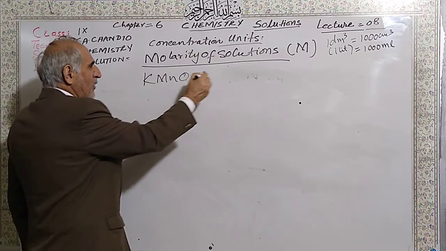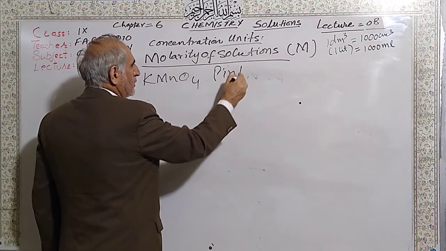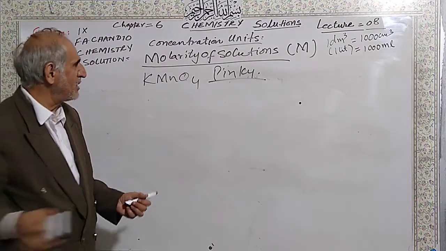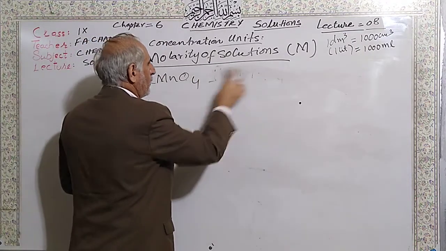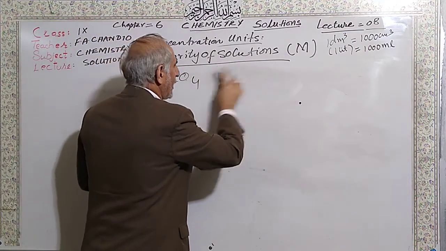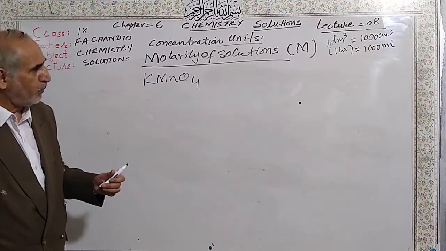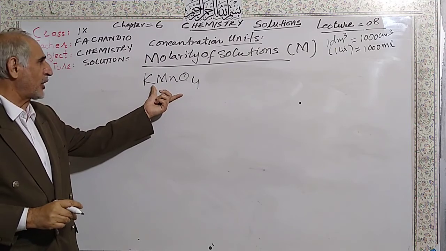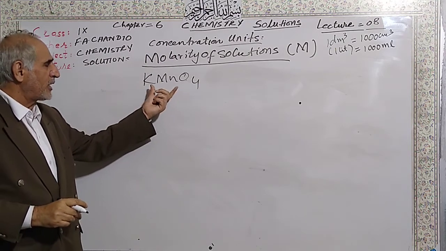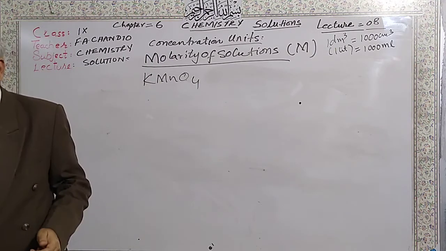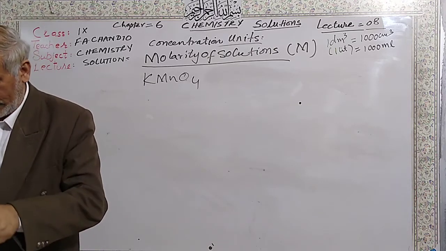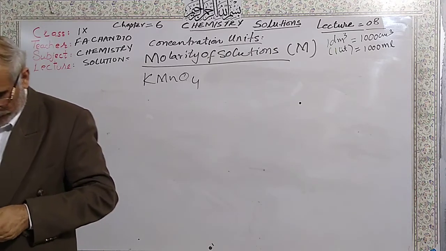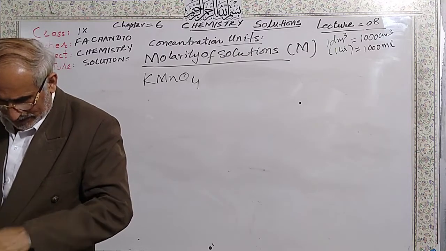Potassium permanganate is generally called pinky. It is crystals, dark pink, dark violet, very pretty crystals. It is a disinfectant. It is a shiny solid, violet, dark pink solid. So we call it pinky. So bright in color. So it is a disinfectant.